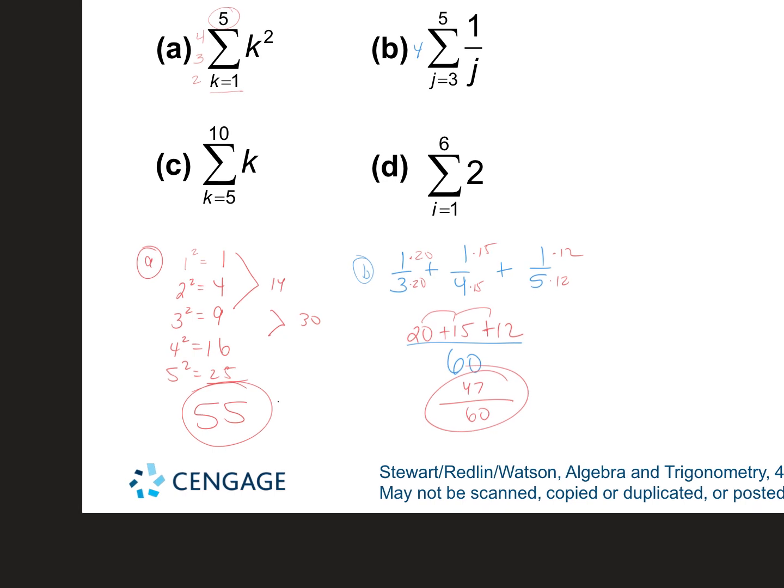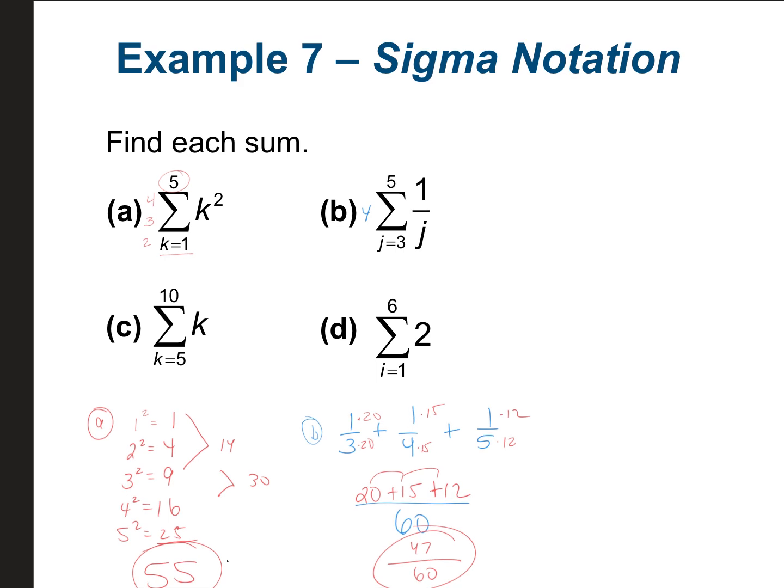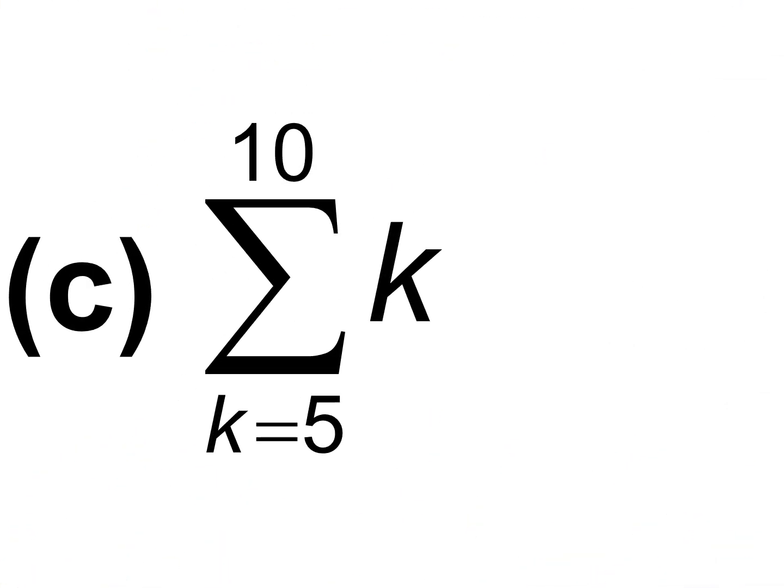Questions? All right, C and D are a little bit different. They're not meant to be tricky or anything like that. They just want you to be aware. Letter C, first of all, wants me to start using what number? 5, and end using what number? So 5, 6, 7, 8, 9, and 10, yeah?